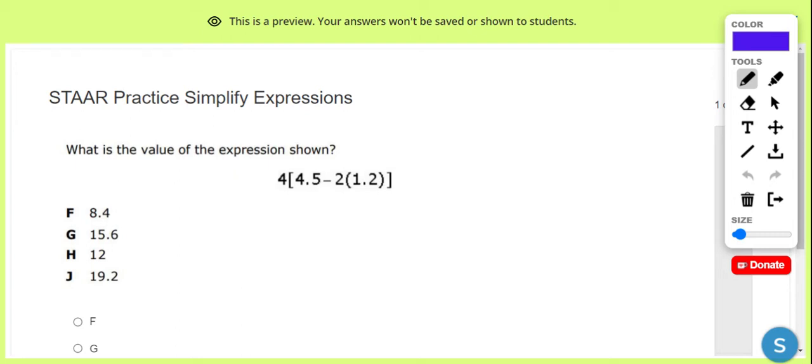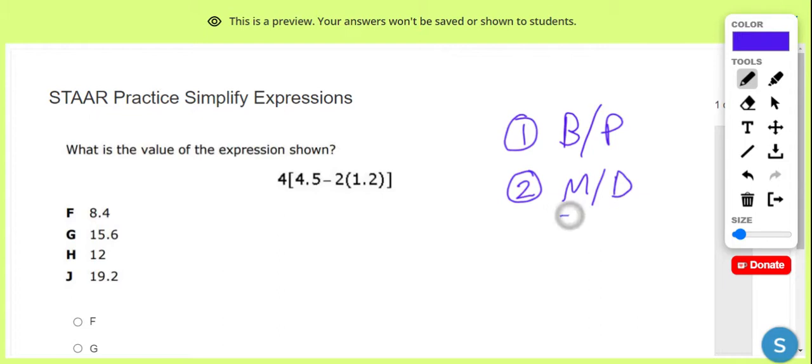Okay, for the STAAR practice, we're going to look at some sample STAAR questions from fifth grade where we're looking at order of operations. We're going to use brackets and parentheses, check for those for step one. Step two, we're looking for multiplication or division, going from left to right. And then step three, we're looking for addition or subtraction, going from left to right.